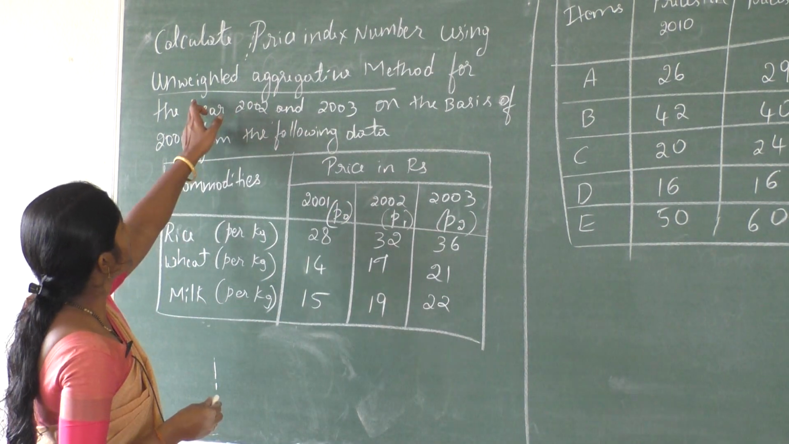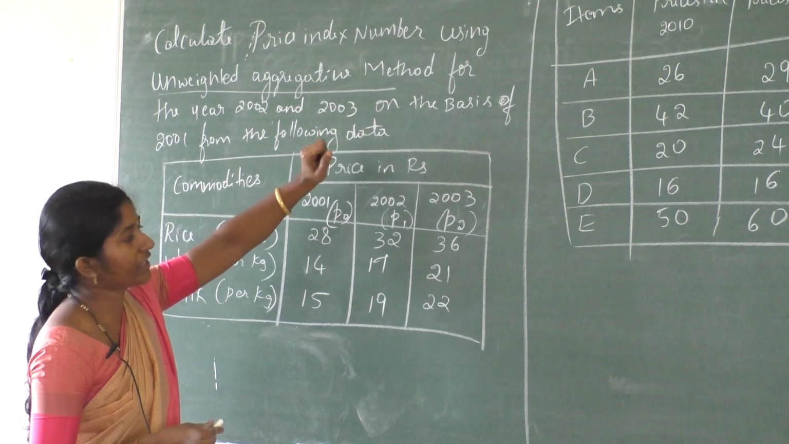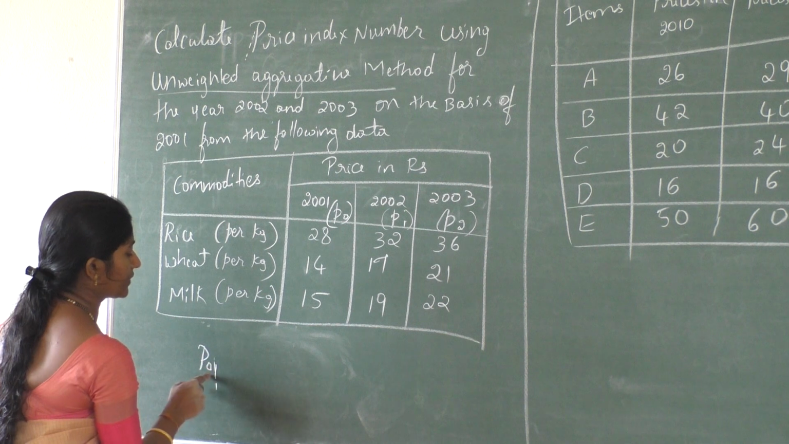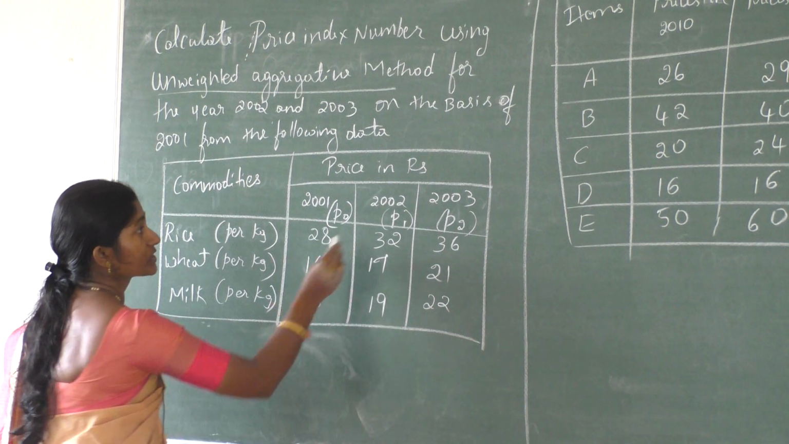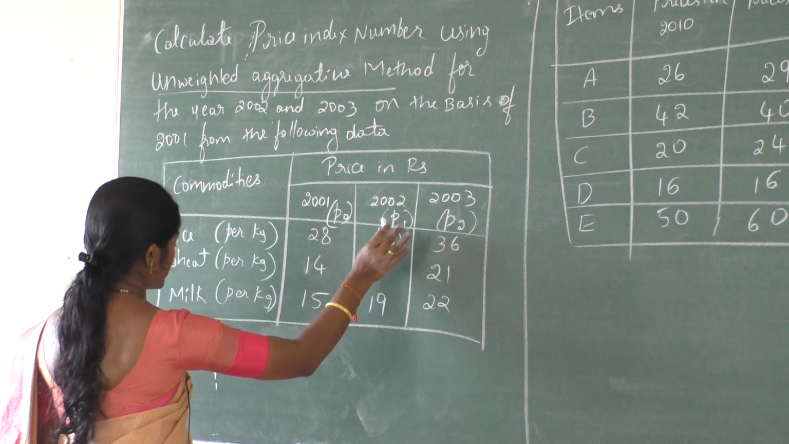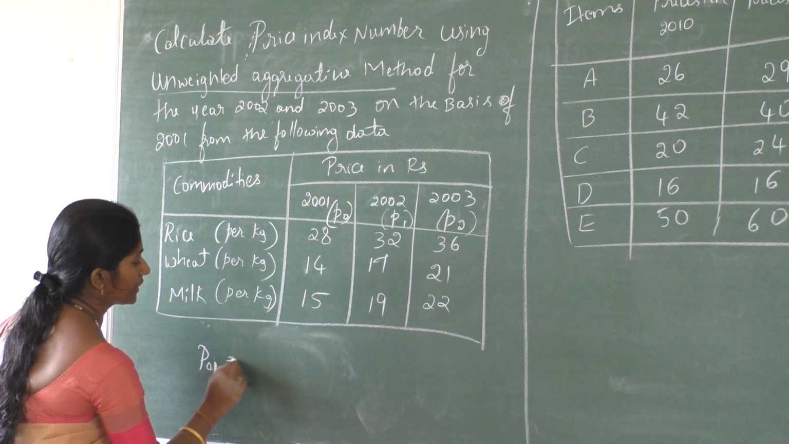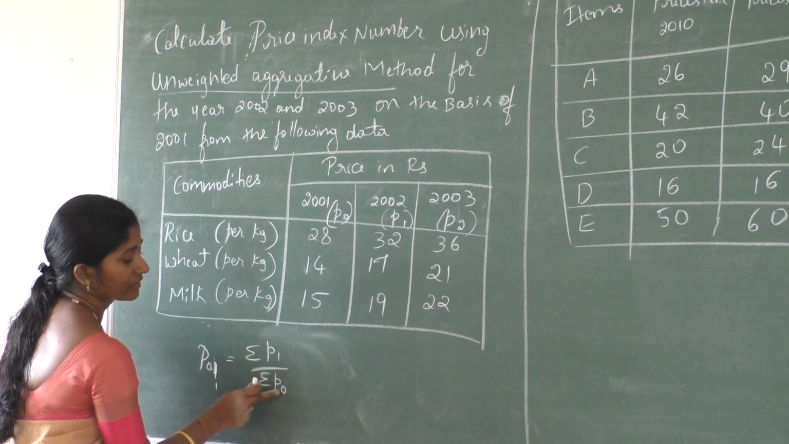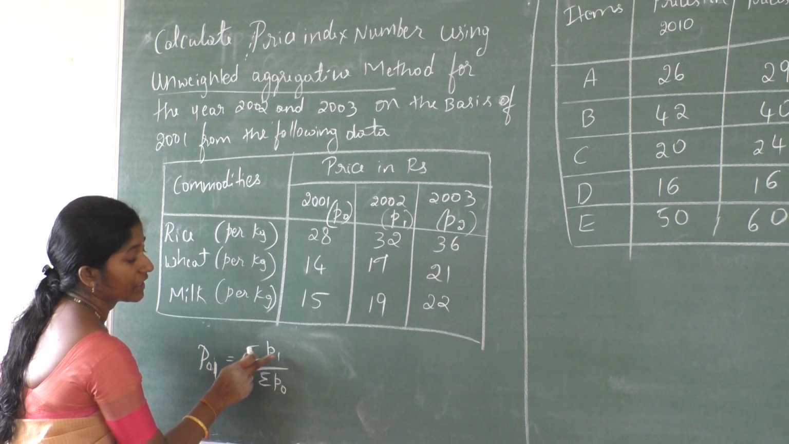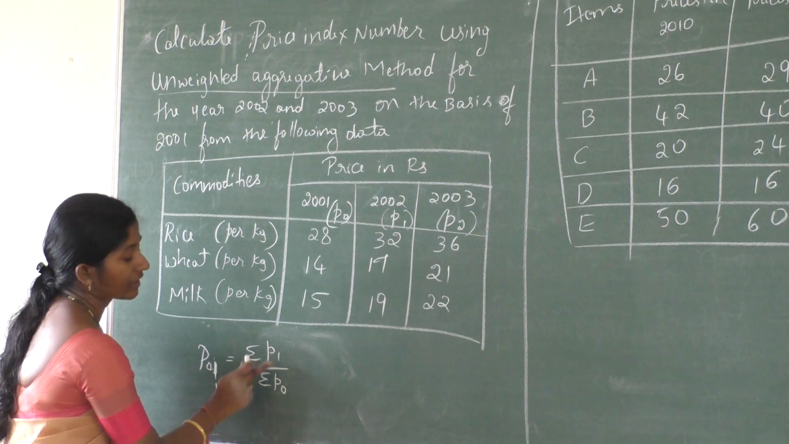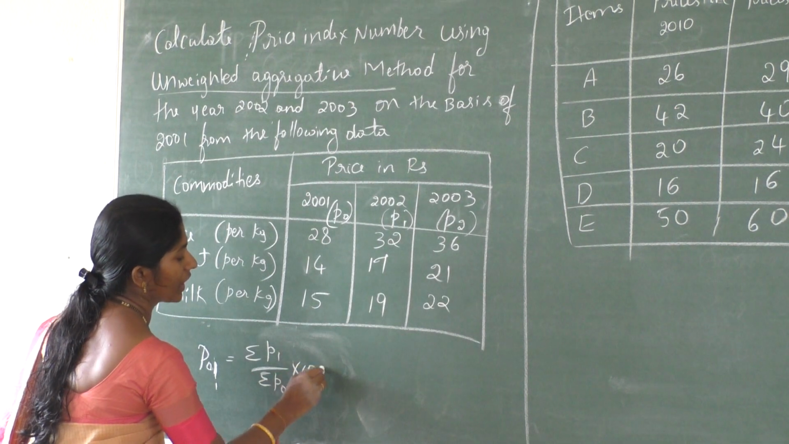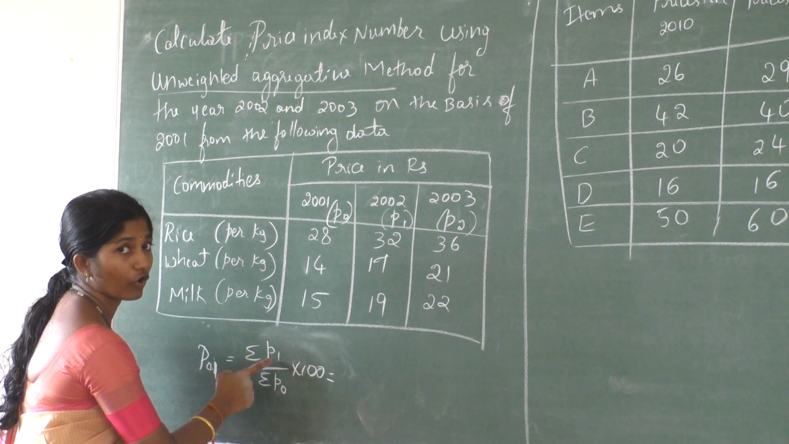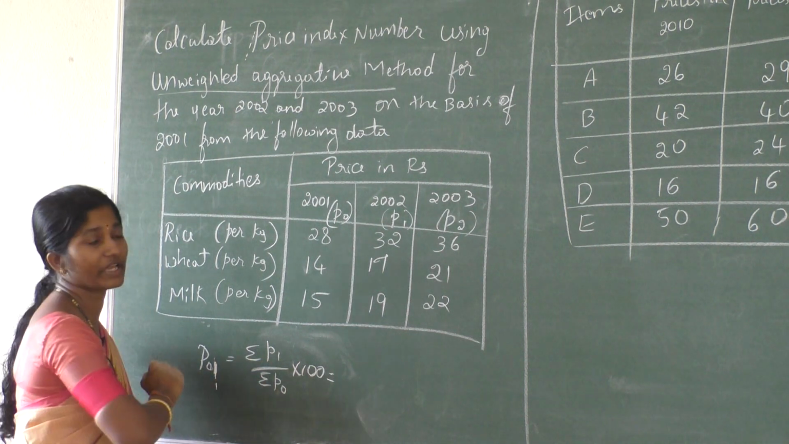Simple aggregative method or unweighted aggregative method. Our formula is P01, and I am taking P01 because this is the first one. P01 equals summation P1 by summation P0 into 100. Price means current year, so current divided by base into 100. To calculate this, what do we need? The total value of the current year price and the total value of the base year price.